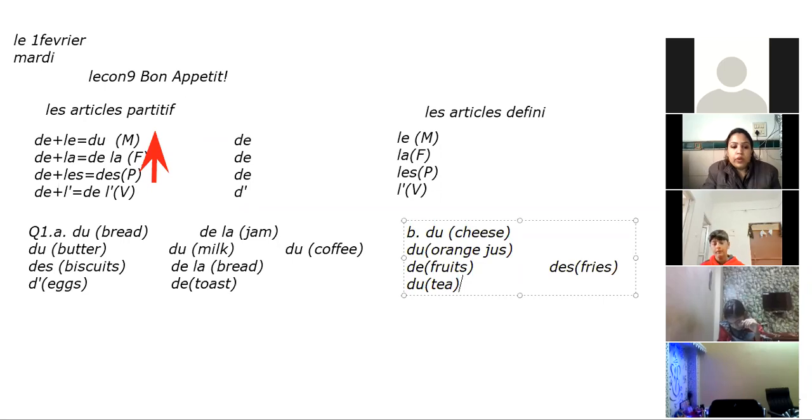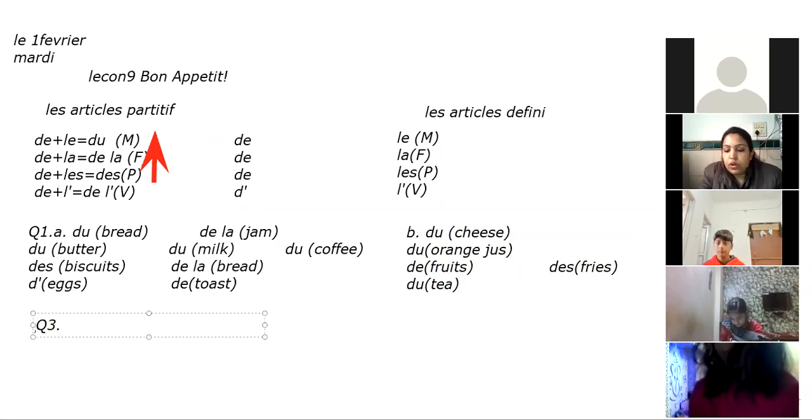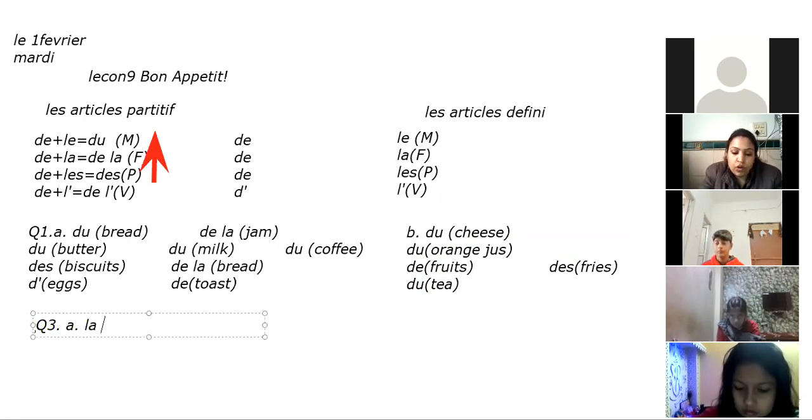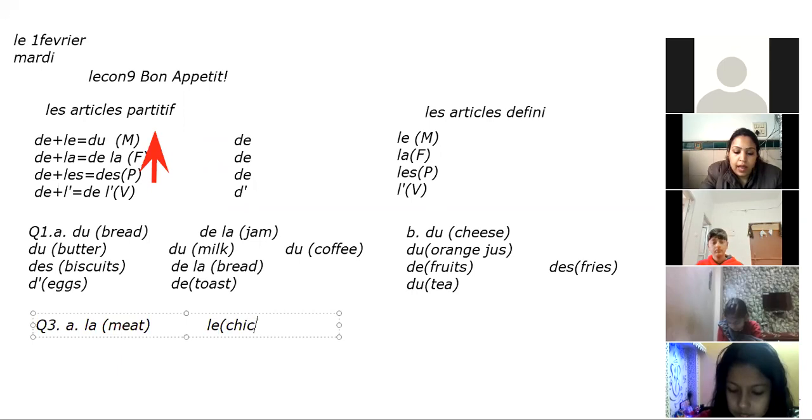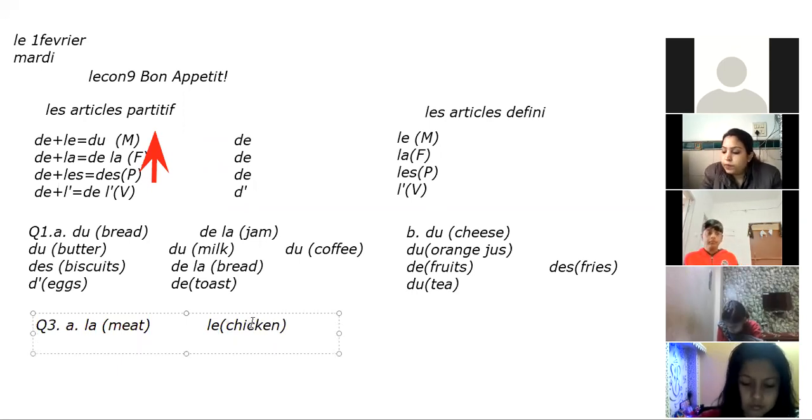Next, question number 3 we are going to do. In question 3 we have to fill the definite article. So accordingly, if it is masculine, we're going to place LE, feminine LA, plural LES, and vowel L apostrophe. So first part, A part is je mange la viande. Viande is meat. Je déteste, but I don't like, le poulet. Poulet is chicken and it is also masculine.